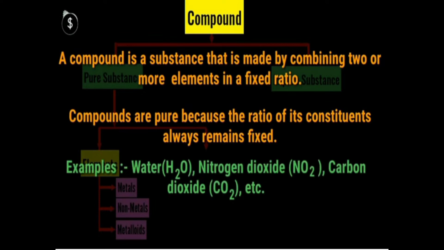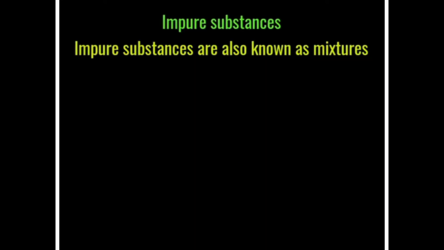If we take the example of water, it is a combination of hydrogen and oxygen. Nitrogen dioxide: nitrogen and oxygen. Carbon dioxide: carbon and oxygen. So these are formed by the combination of two or more elements, but in a fixed ratio. I hope I am clear.